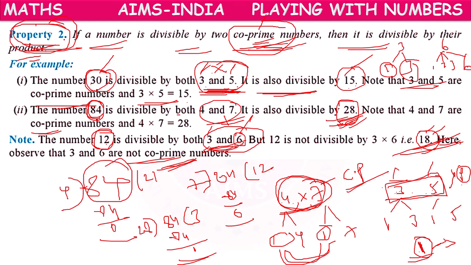Okay, children? That is property 2. What does it say, children? Once again, I am repeating. If a number is divisible by co-primes, then it is also divisible by the product of co-primes.